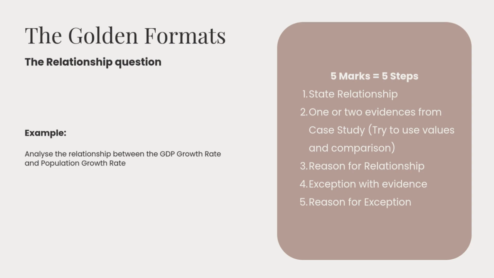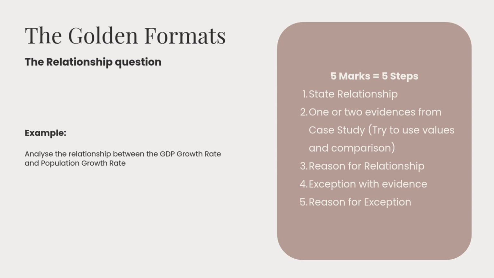So yeah, first of all, in section A, you always get this 5-marker question which asks you to identify the relationship between, or analyze, not identify, analyze. Usually they say, analyze the relationship between the GDP growth rate and the population growth rate. What you need to do is just 5 points. Follow them blindly, you get all 5 marks. So the first one is state the relationship. Let's say it's positive or negative, say that. After that, give 1 or 2 evidences.